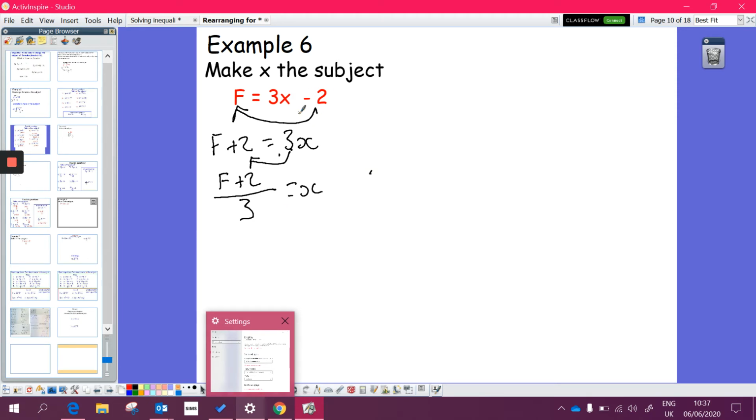So remember, take it step by step. Take over that first. So the minus 2 becomes plus 2, and the times by 3 goes over and becomes a divide by 3.